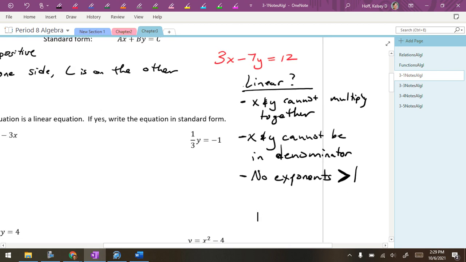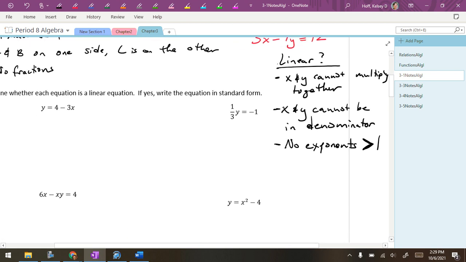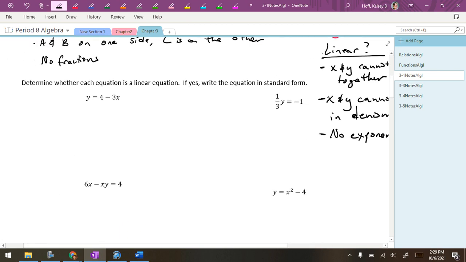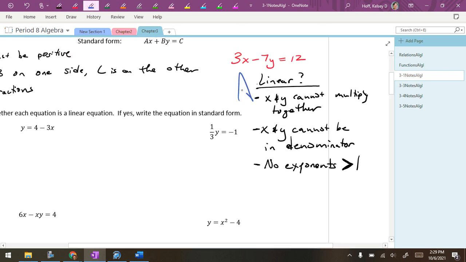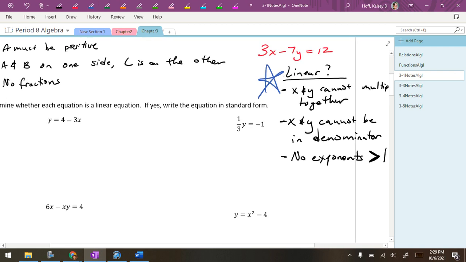Okay, why did we write this down? Because our directions in this section say, determine whether the equation is linear. If yes, then we have to write it in standard form. So the first thing we have to do is check if it's linear. If it's not linear, we're not wasting our time on standard form. Okay? So if we look at our first equation, y equals 4 minus 3x.